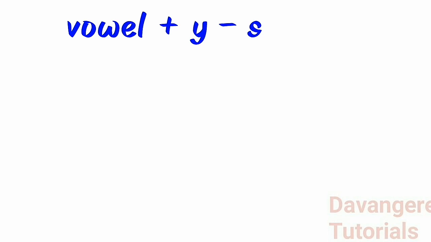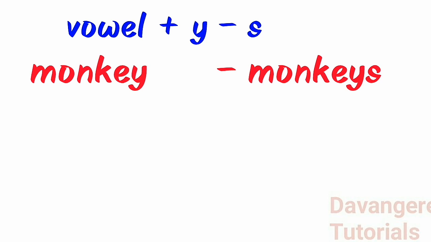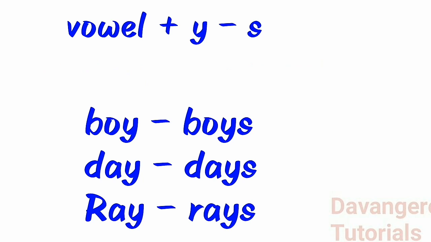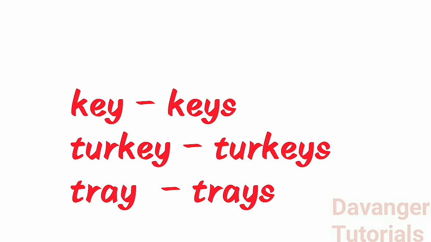Let's move to rule number 8. When a noun ends with vowel plus Y, you have to add just S. Monkey, monkeys. Boy, boys. Day, days. Ray, that's right. Rays. We have just added S to them to make them plural. Key, keys. Turkey, turkeys. Tray becomes trays.